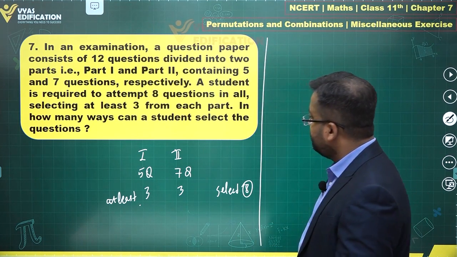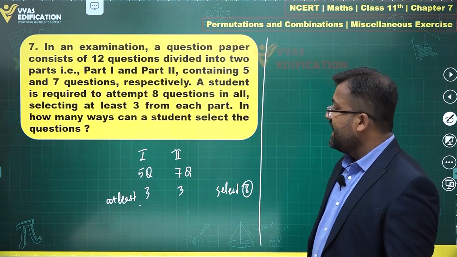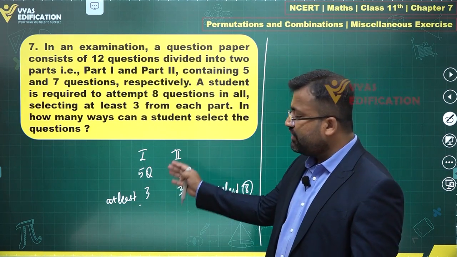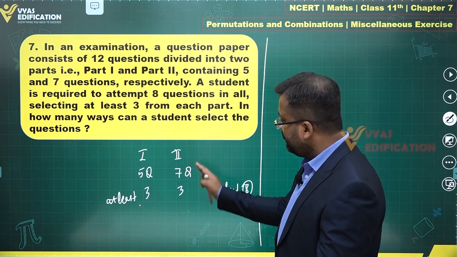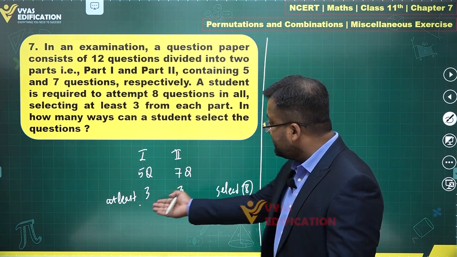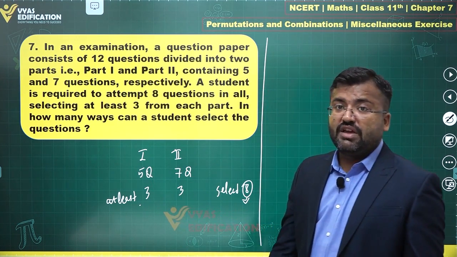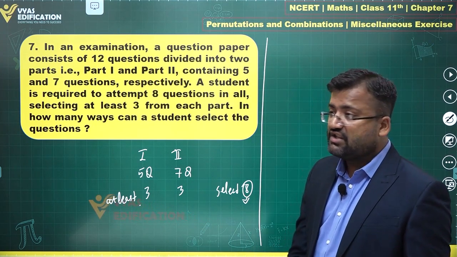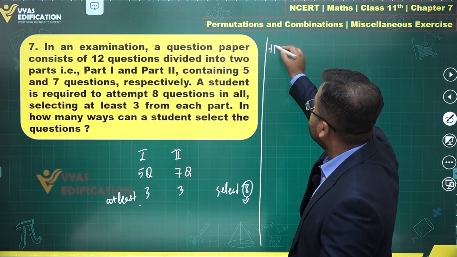Okay, now that's interesting. We have various ways. In the first part, you have 5 questions, out of which at least 3 should be selected, and out of 7, at least 3 should be selected. But total have to be 8, so we can select more from here and maybe more from here as well, right? So number of ways will be equal to what?